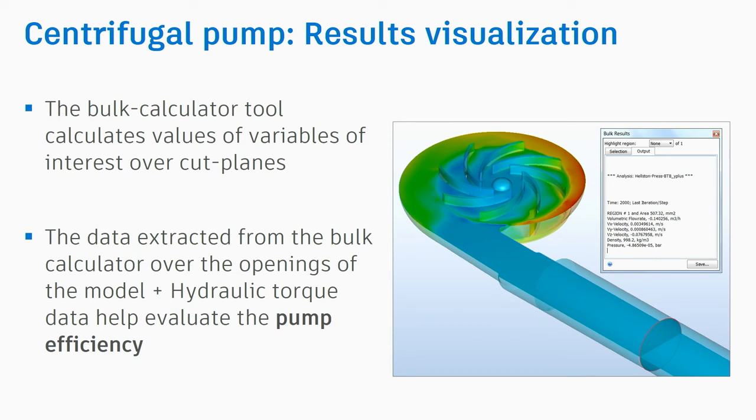For example, another tool: you say, okay, I want to calculate my pump efficiency to see how good is my pump. You create a cut plane over the outlet. You get the values of volume flow rate, pressure rise, and then you take the hydraulic torque values from the rotating region file, and then you calculate your pump efficiency.